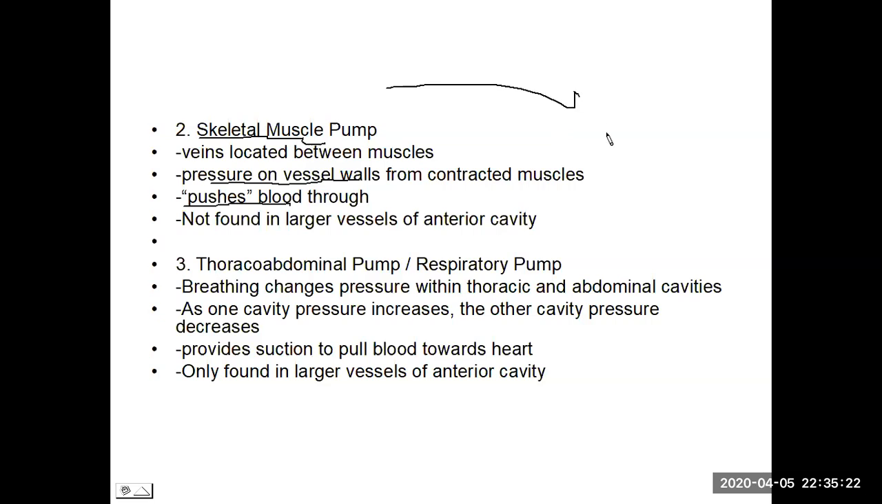So this, once again, affects our appendages, so blood flowing in our arms and legs, whereas not the case for the torso.